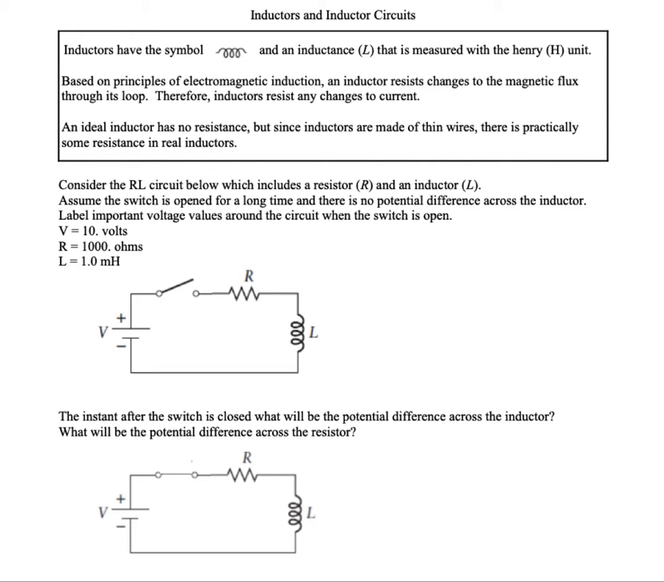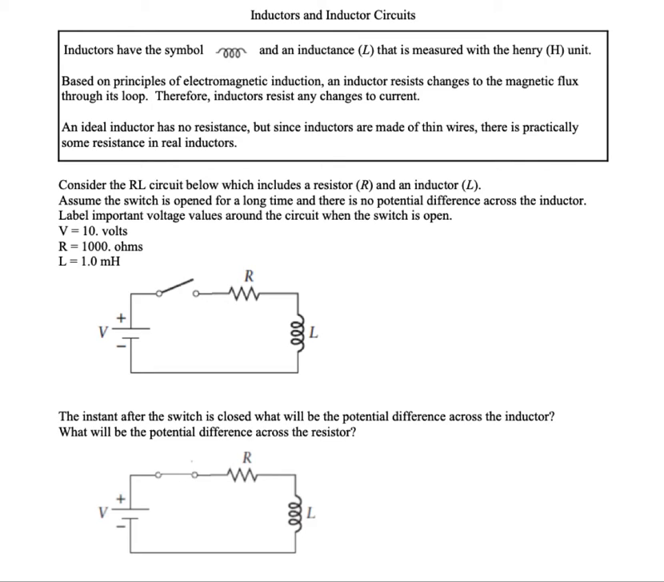We'll look closely at how this works. An ideal inductor would have no resistance, but since inductors are actually made of thin wires, there will practically be some resistance in real inductors. Let's look at what is called an RL circuit. L is the symbol for inductance. So we have a resistor and an inductor in series.